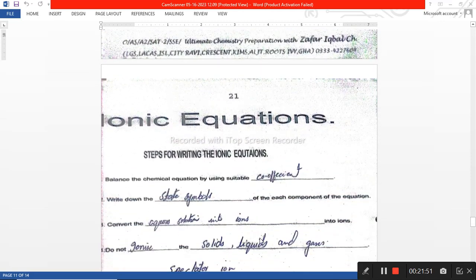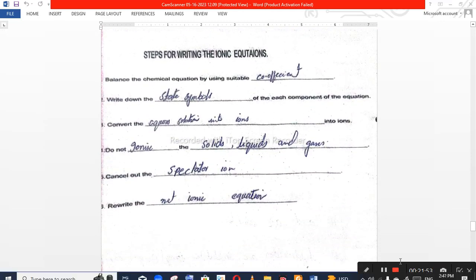Next, ionic equations. Balance the chemical equation by using suitable coefficients. Firstly, you have to balance the equation, and the rules for balancing equations we have already studied.